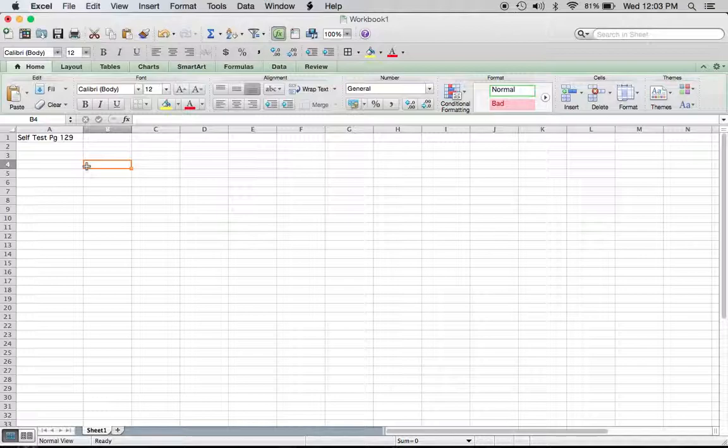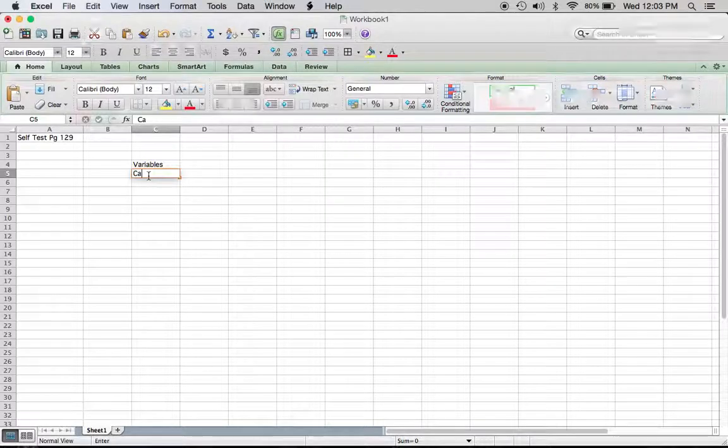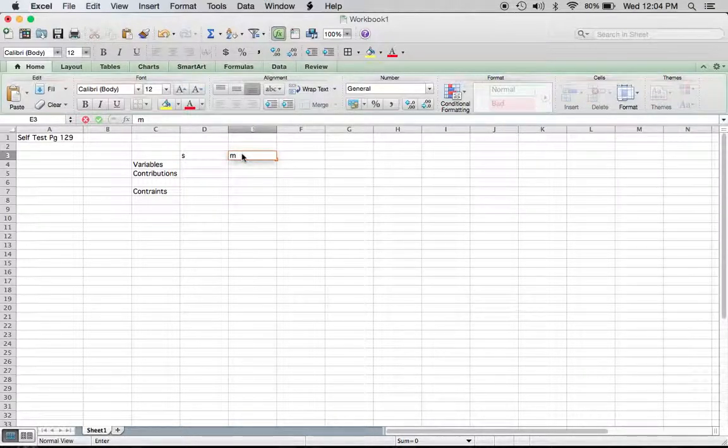All right. So the easiest way to do this is you pick a spot to start. I'm going to put variable contribution. Then we're going to jump down a little bit, and I'm going to put the constraints. And there's 2 variables here. The first variable is S and M.